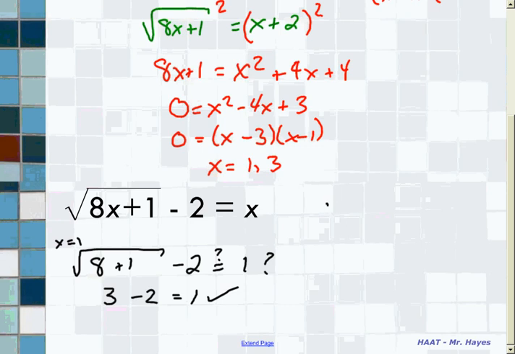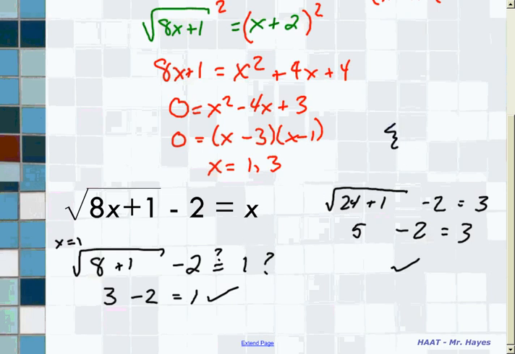We're going to check the same thing over here for 3. Is the square root of 24 plus 1 minus 2 going to equal 3? So we have the square root of 25, which is 5, minus 2. So that's equal to 3. Woohoo! That one works. So this is one of the cases where we don't actually have an extra solution.